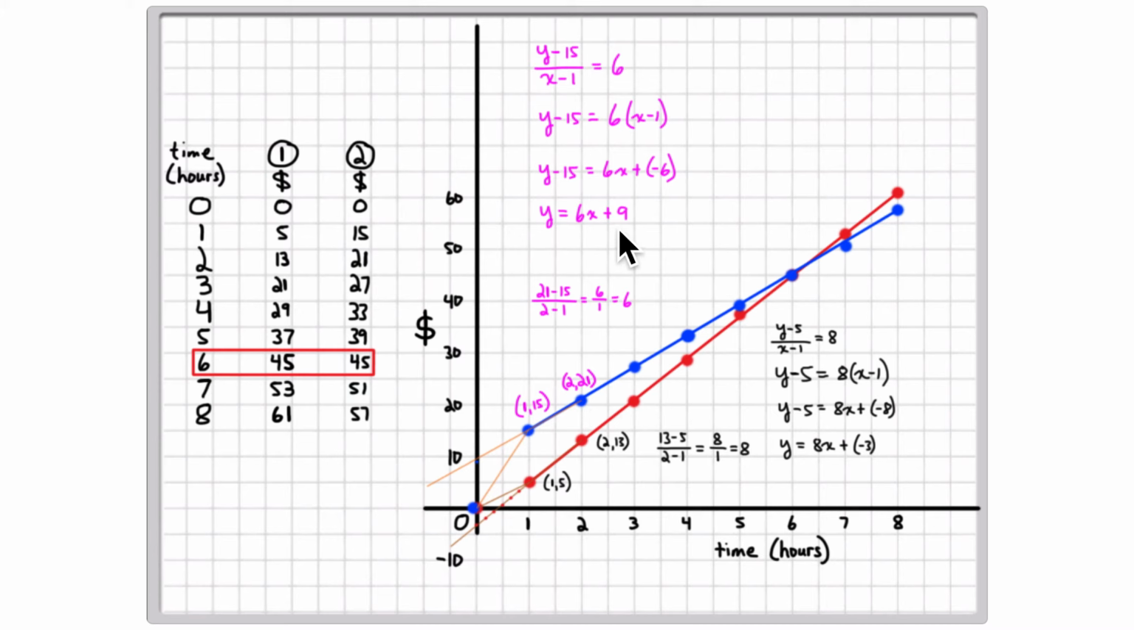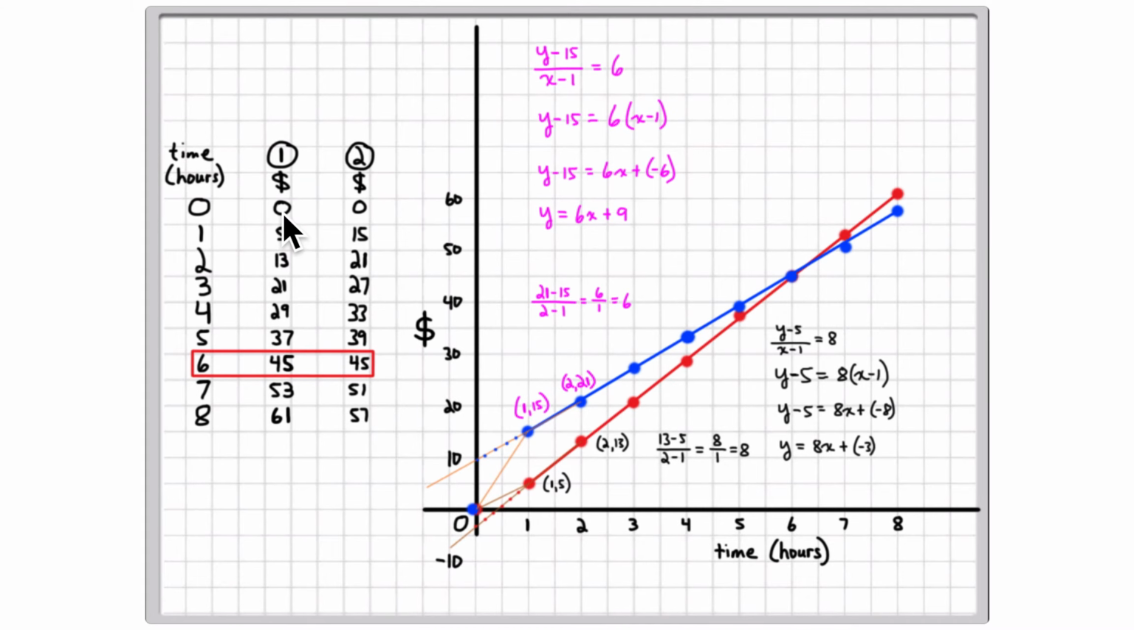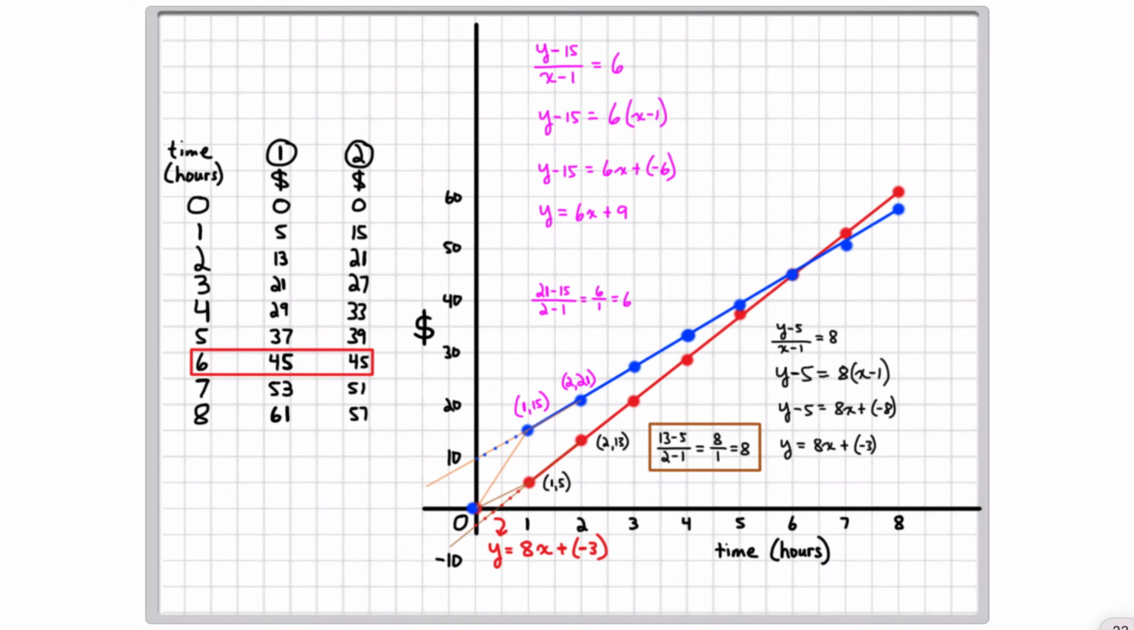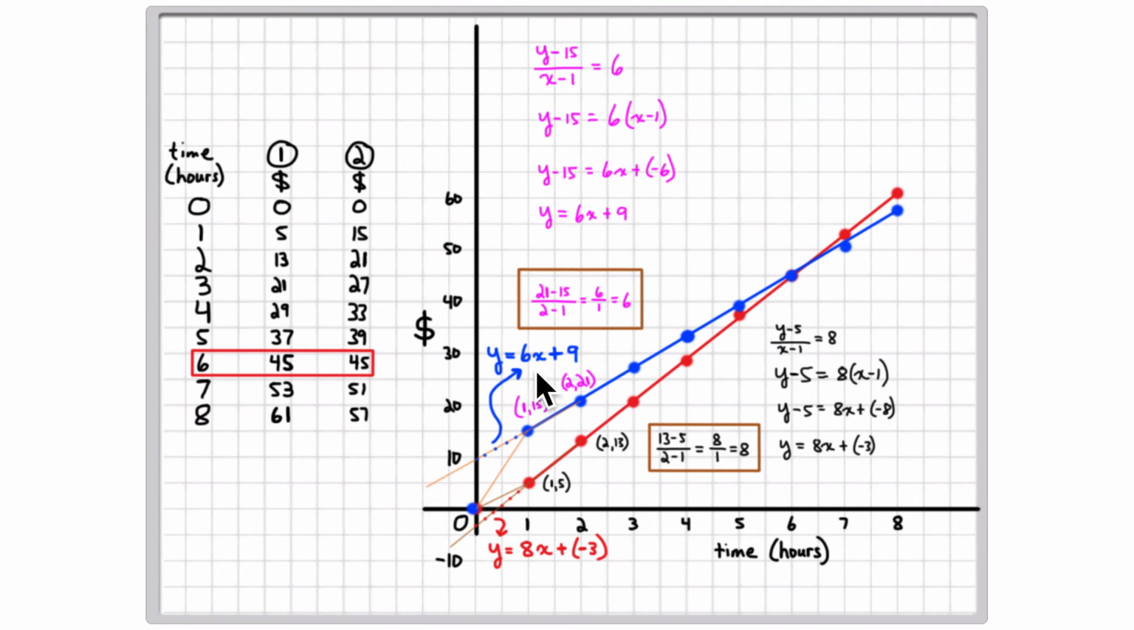So now this point is on this line, and notice that if you go back 6 units from this 15 and start at 0, 15 minus 6 is 9. So this is going to be 9. This is going to be -3. So this is y equals 8x plus a -3. And here's how we got the slope right here. And this equation is y equals 6x plus 9. And this is how we got the slope right here.